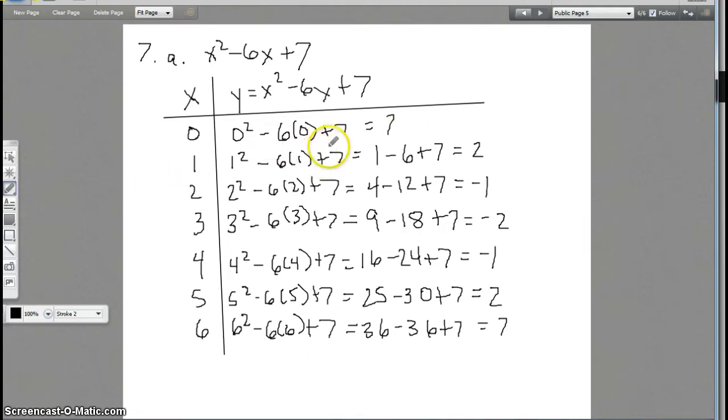And once you've plugged those values in, you will get your y values. Use those to draw your graph. Okay, so now we're going to move on and look at number 8, the last problem. It says, from the graph of a function, it's possible to tell the solutions of an equation.